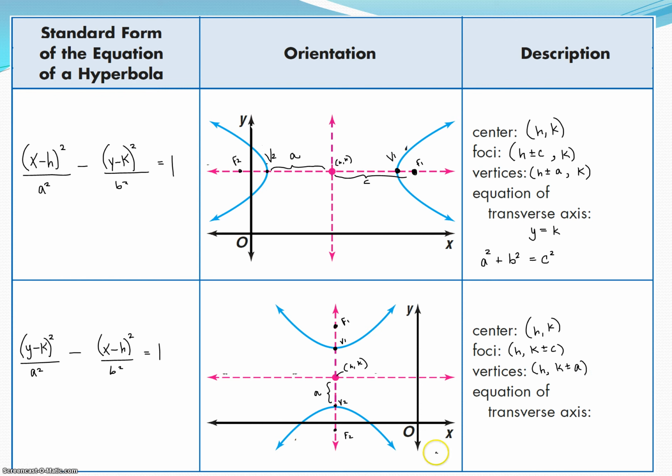The equation of the transverse axis here is going to be x equals h, and it should be parallel to the y-axis. And then again, to find our focal length c, we're going to do a squared plus b squared equals c squared. You can pause the video if you need another minute to write this down.